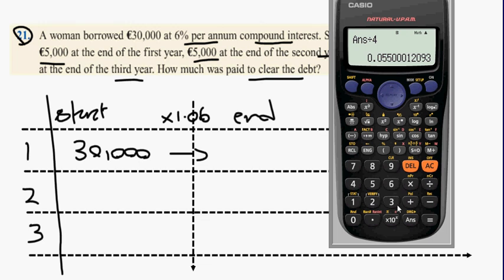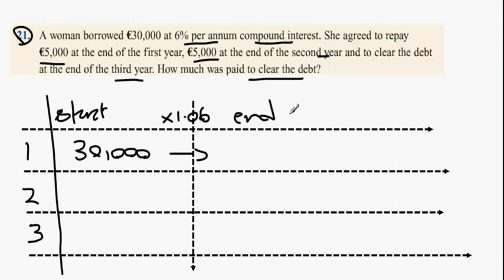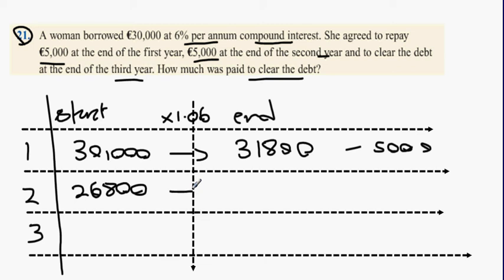Okay, so 30,000 multiplied by 1.06, and what we get here is 31,800. So at the start of the second year, she agreed to repay €5,000 at the end of the first year, so we're going to take away €5,000 and start off the second year with 26,800.